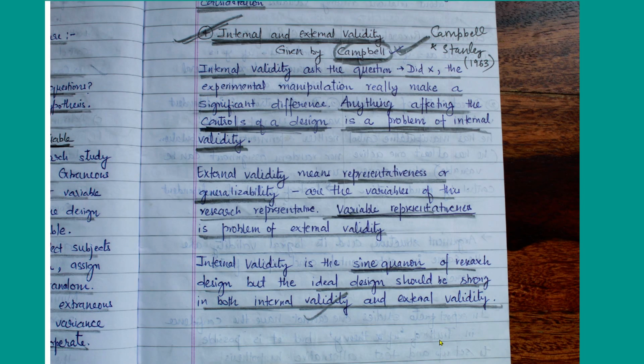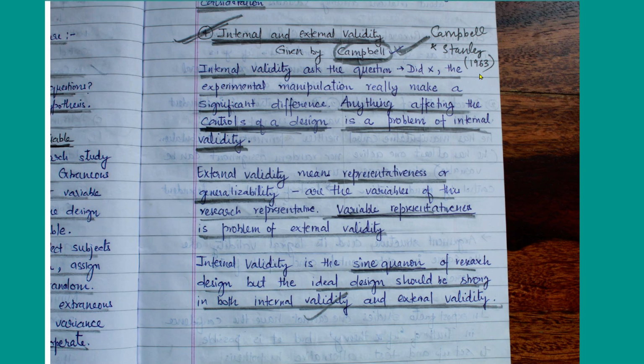So from here you remember internal validity means experimental variance or systematic variance. Independent variables, how they are affecting dependent variables. External validity means representativeness. It means generalizability, the extent of generalizability drawn from the research. The concept of external validity was given by Campbell and Stanley in 1963.